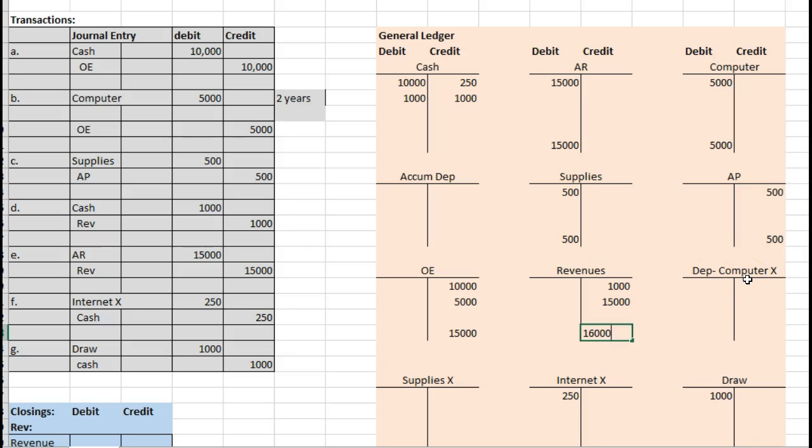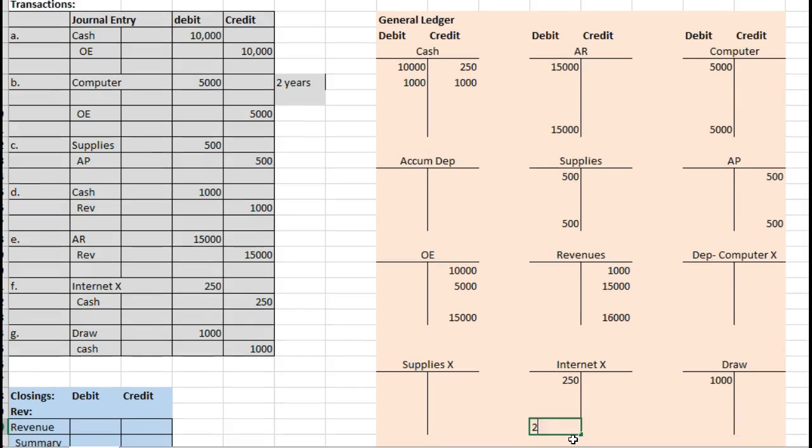There's nothing in depreciation expense. There's nothing in supplies expense. Our internet expense account has $250, and the draw account has $1,000, and I still have to figure out what the cash is. So it looks like I have $11,000 minus $1,250, which gives us $97.50 left. Now, how do I know those balance?